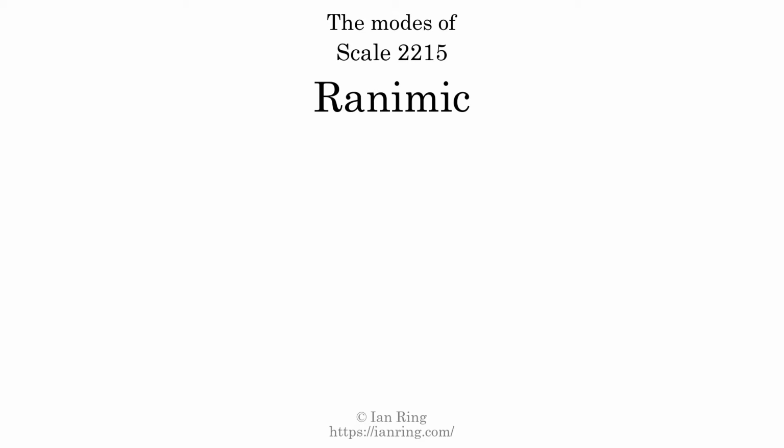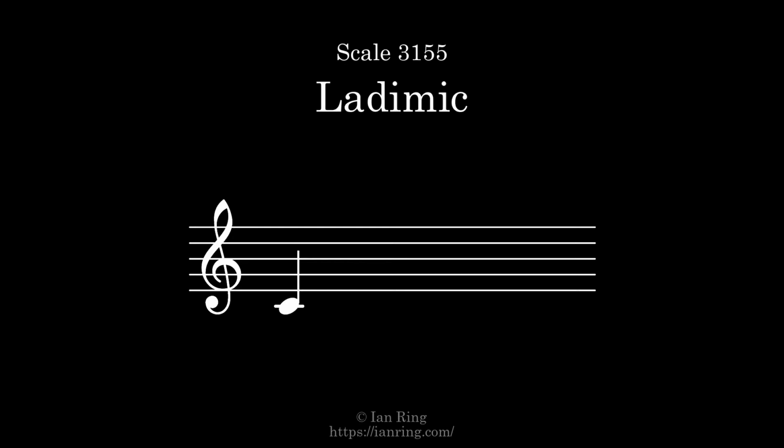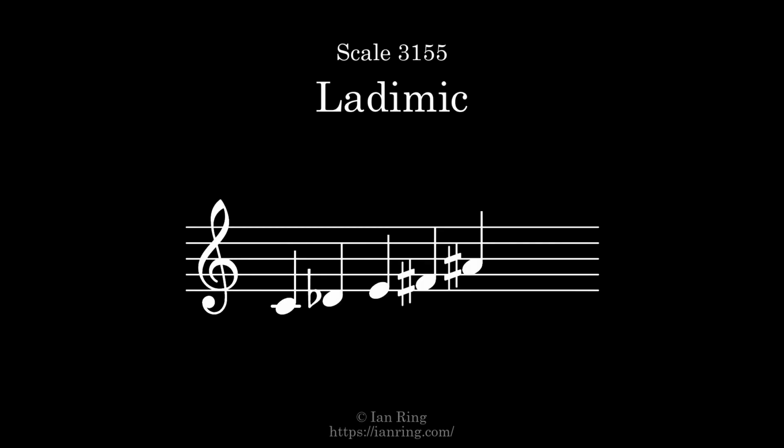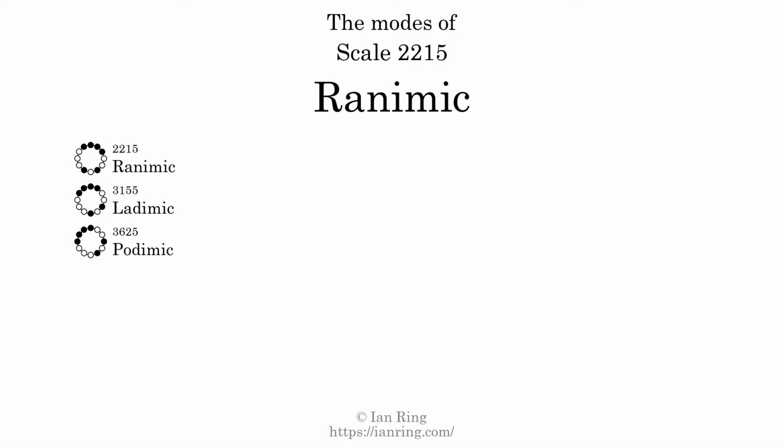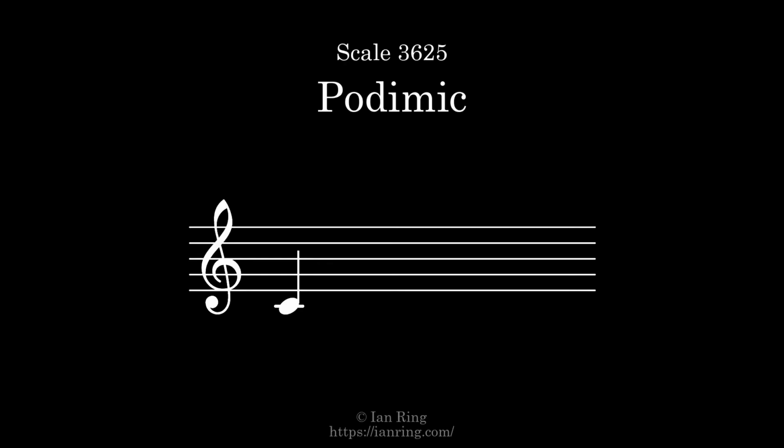This scale has 6 modes. The first mode is itself. The second mode is scale 3155, also known as Ranimic. It sounds like this. The third mode is scale 3625, also known as Ranimic. It sounds like this.